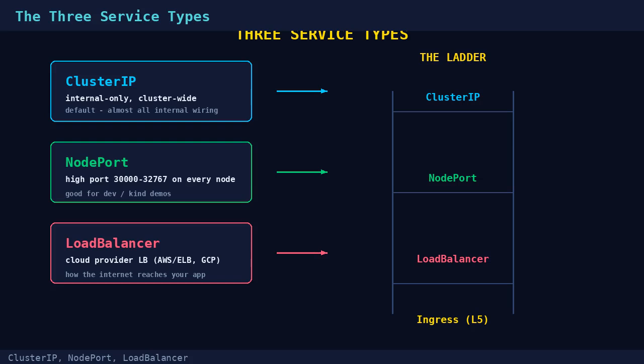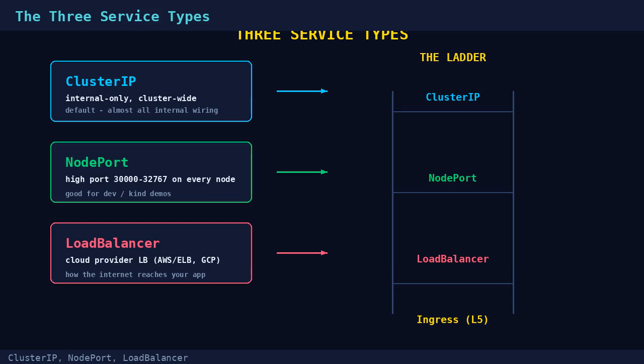There are 3 service types you need to know. ClusterIP, the default, is internal only, reachable only inside the cluster. NodePort exposes the service on a high port on every node, good for dev and kind demos. And LoadBalancer hands the service to the cloud provider's actual load balancer. That is how the internet gets to your app in the cloud.